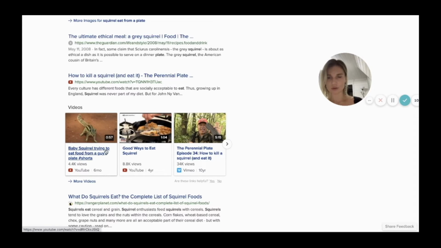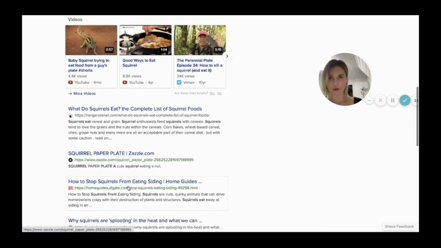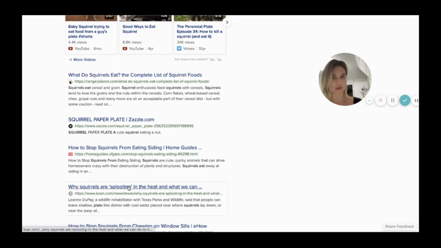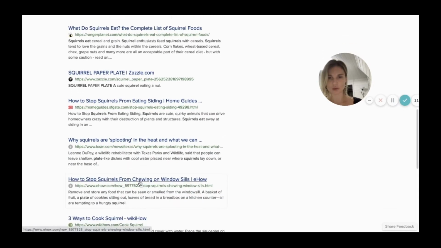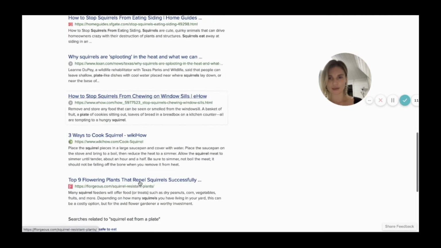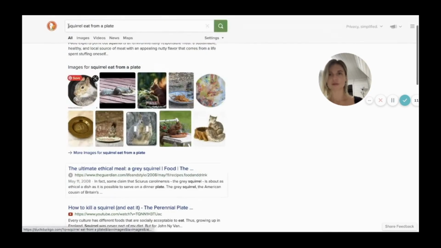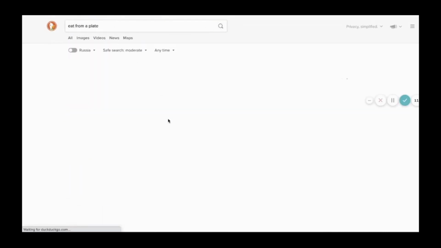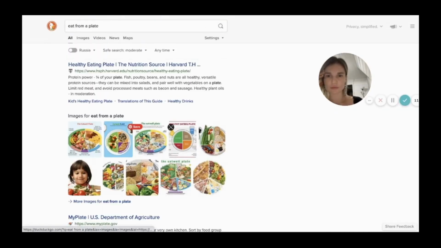Okay, you see, a baby squirrel trying to eat food from a guy's plate. Yes, you can eat food from someone's plate. What else do we see here? I'm just showing you what it looks like in real time. Maybe not a squirrel, but let's just keep it this way. Eat from a plate. Or I want to call her a squirrel, let it be a squirrel girl.